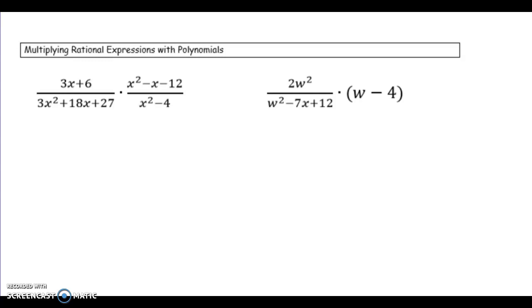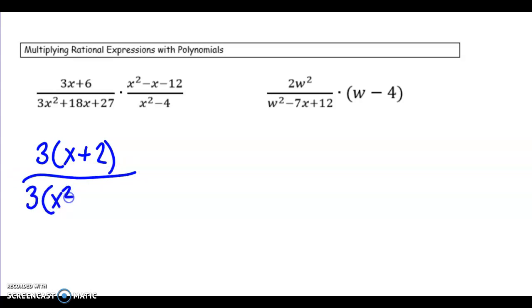What I want to do with the first term is I want to pull out everything I can. So on the top, I'm going to pull out a 3. That leaves me with x plus 2. Okay, remember when we did this? On the bottom, I'm also going to pull out a 3. That's going to leave me with x squared plus 6x plus 9. Now I'm going to reduce that even farther in just a second.